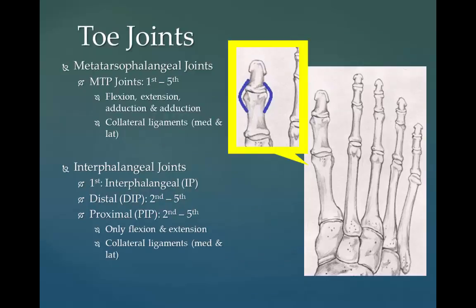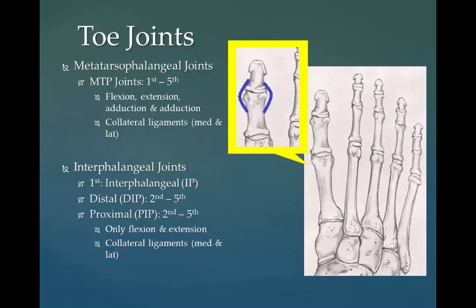There are 5 metatarsal phalangeal joints. Each metatarsal phalangeal joint allows for the movement of flexion, extension, adduction, and abduction. Each joint has a medial and lateral collateral ligament for support.